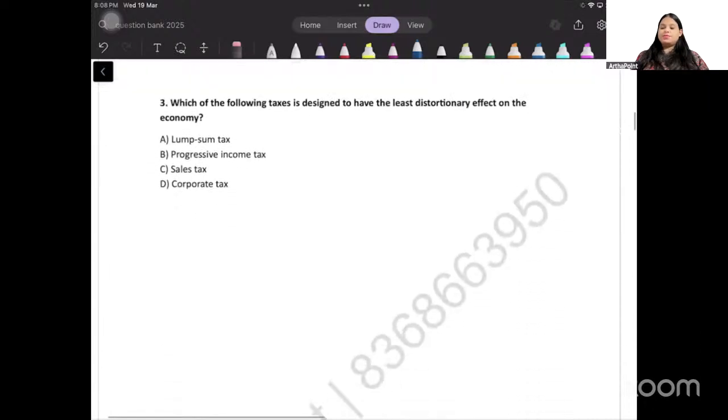Question number 3. Try to answer this. Which of the following tax is designed to have the least distortionary effect on economy? किस टैक्स का डिस्टॉर्शनरी इफेक्ट मिनिमम है? अब डिस्टॉर्शनरी इफेक्ट क्या होता है बेटा? What is distortion?